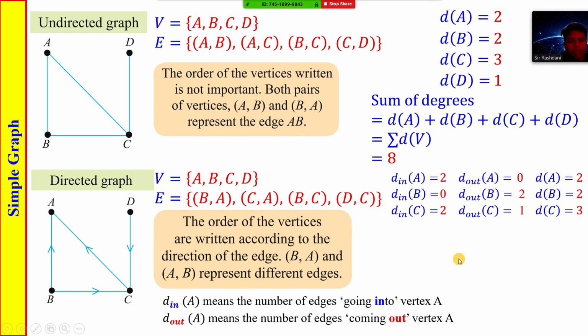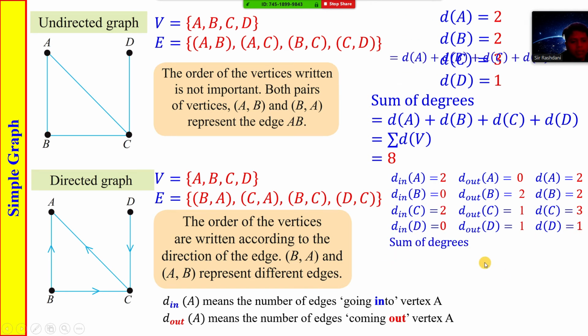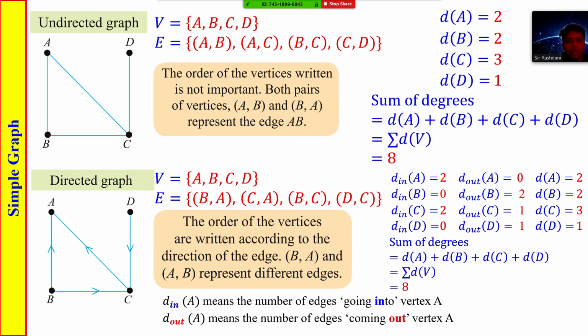Understand? For D, degree in there's none, just out, so 0. And degree out for D is 1, so the total degree of D will be 1. So for the sum of degrees we just sum these up, and the answer will be 8. So that's how we write the undirected and directed graphs.